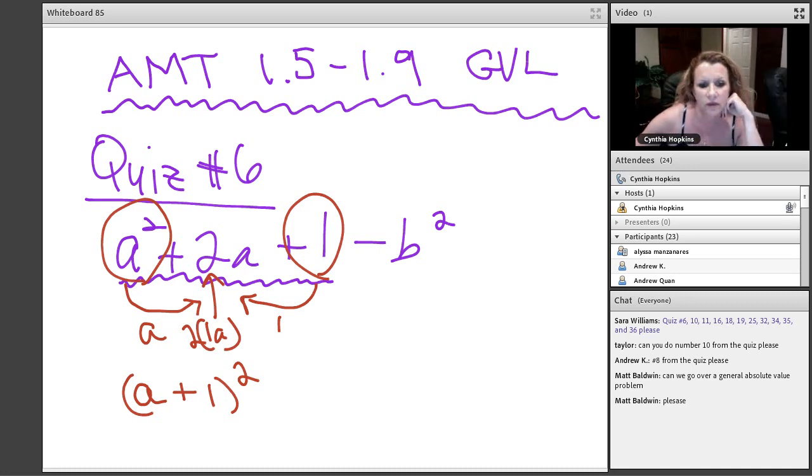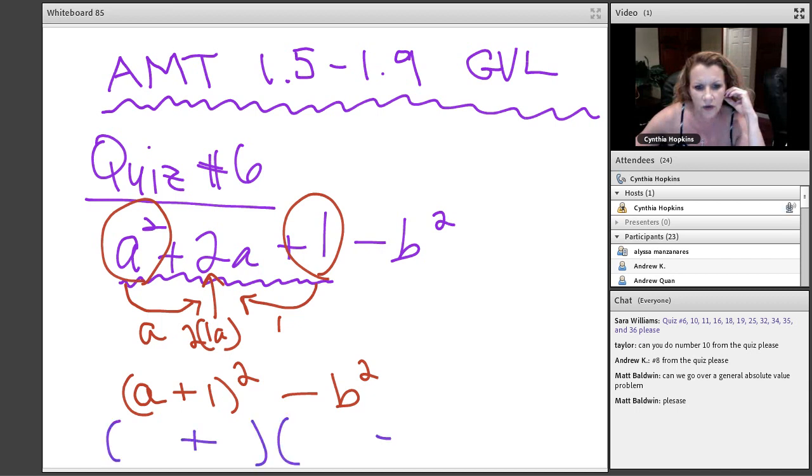Okay, but I still have this minus b squared. So you went from 4 terms down to 2 terms. Your goal is to have only 1 term in every factor, completely factored. Well, this is now a difference of 2 perfect squares. And so that factors into, I'm going to switch back to my purple, that factors into, let me put my parentheses, the sum and the difference of their square roots.